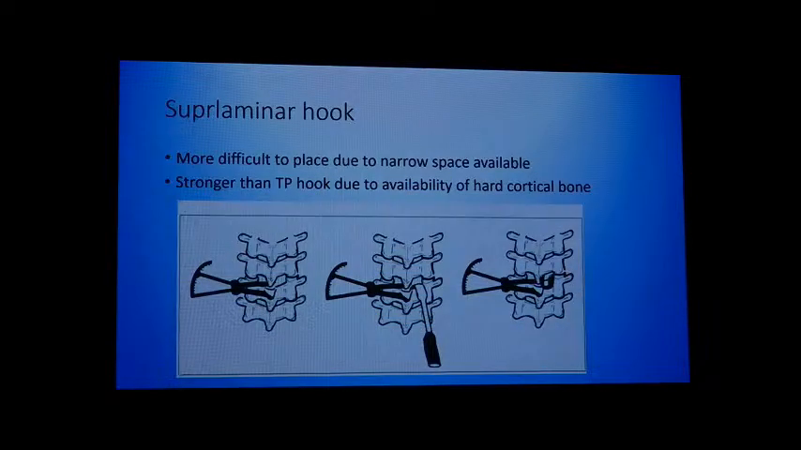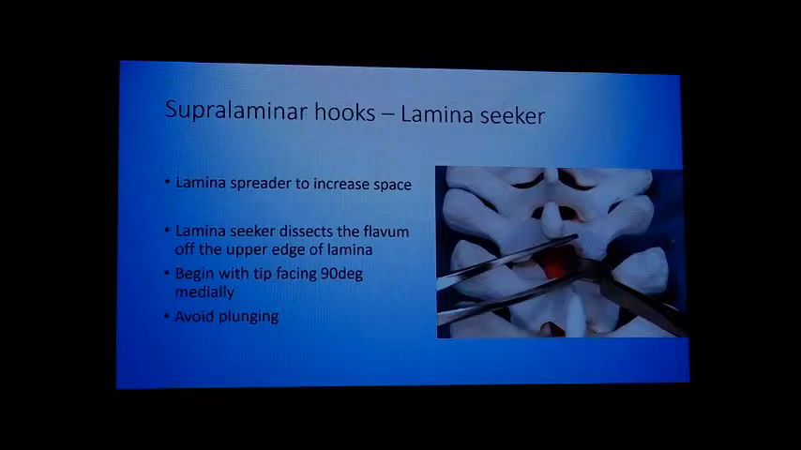The supralaminar hooks actually are much more difficult to place because of the space available, especially in the upper thoracic spine. They are all crowded together, and you have to use a laminar distractor for these. But these supralaminar hooks are very strong.